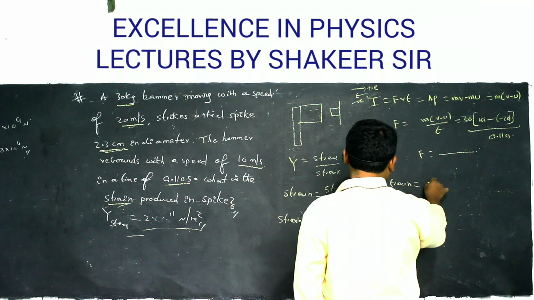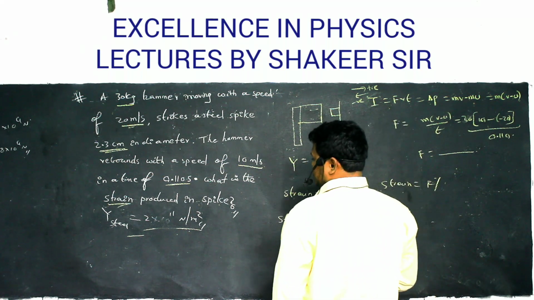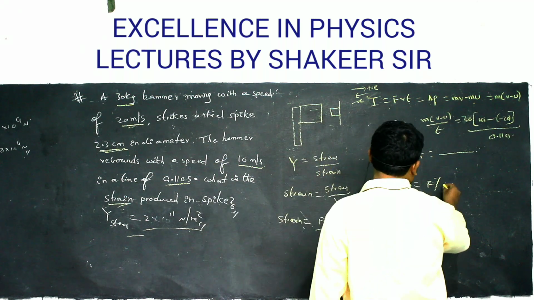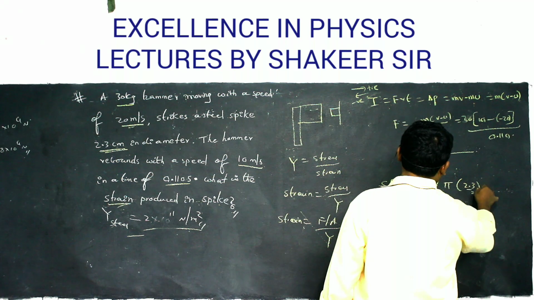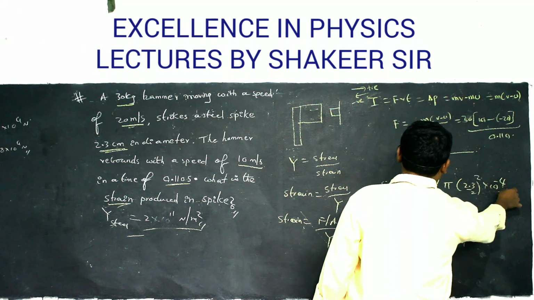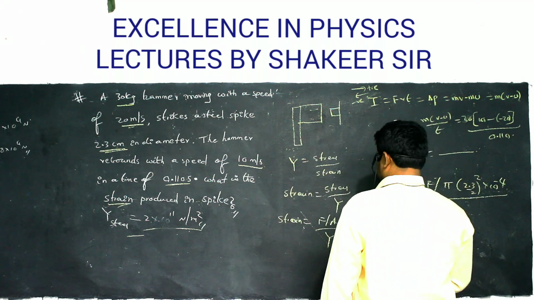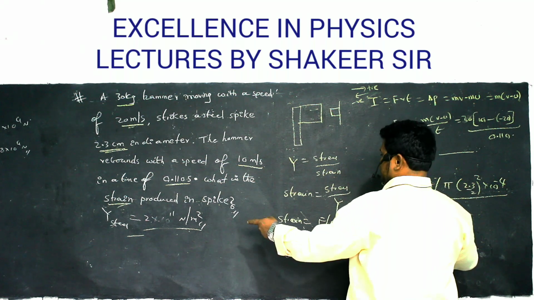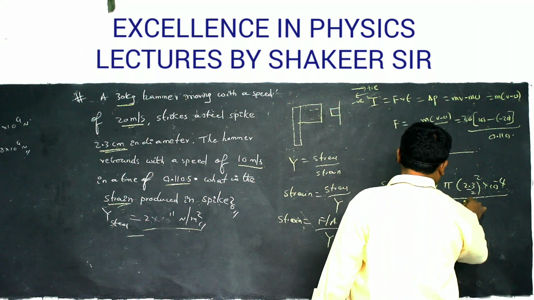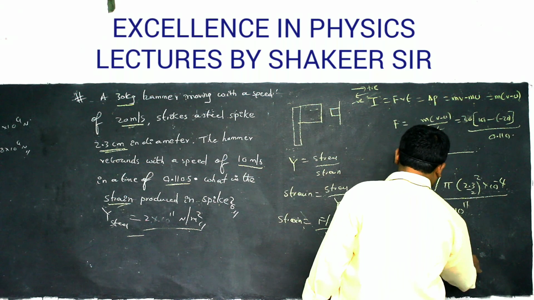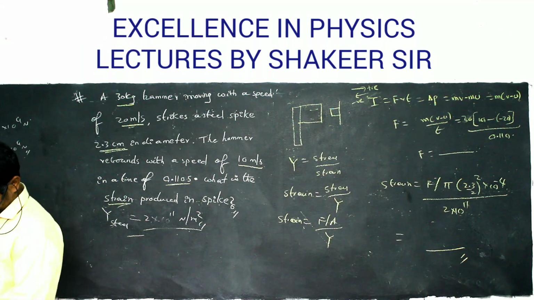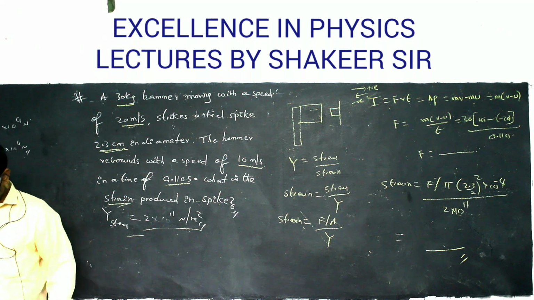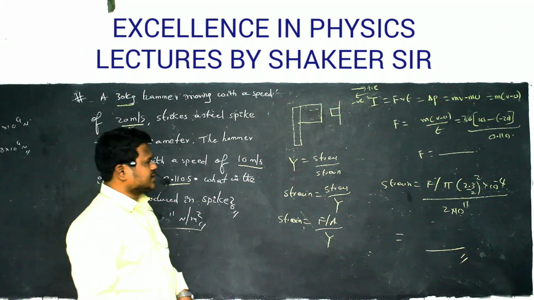So strain is equal to force divided by area. Area of cross section, pi r square. So pi into r value. R value is 2.3 divided by 2 whole square into 10 power minus 4. So force per area divided by Young's modulus, which is already given, 2 into 10 power 11. Calculate this value. That should be our answer. That's all. So force, how much will you get? 8.18 into 10 power 3.